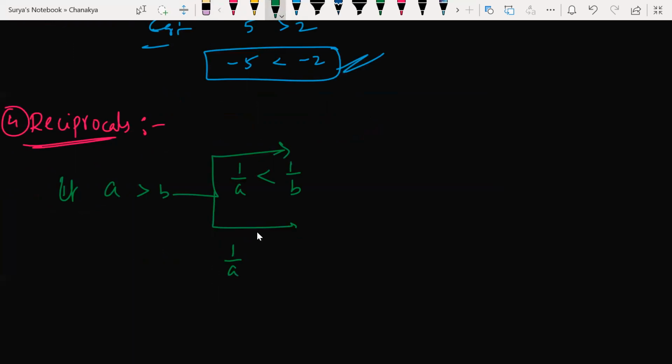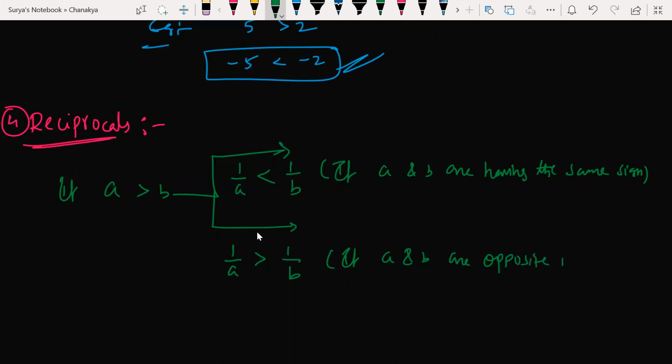See, when is the inequality going to change when you come to the reciprocal part, and when does it remain the same? If A and B have the same sign, or if A and B are opposite in sign. Let's see an example, you will understand.